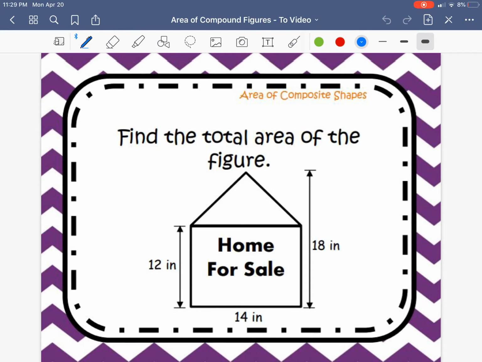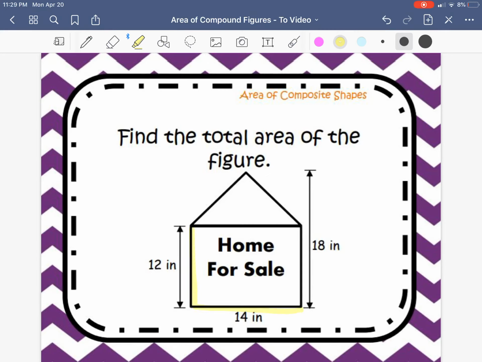We have a rectangle at the bottom that says "home for sale" in it, and then sitting on top of it is a triangle. So going through this one, we need to think about the area formulas for a rectangle and a triangle. Let's do the rectangle on the bottom first.